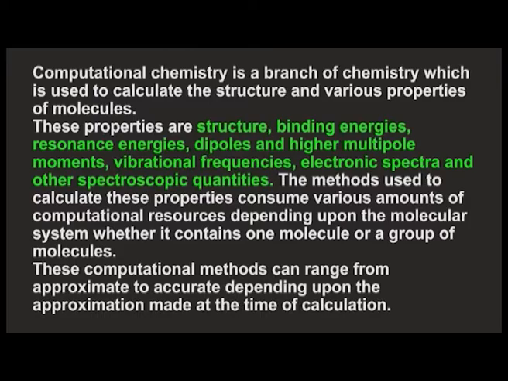These computational methods can range from approximate to accurate depending upon the approximation made at the time of the calculation. The ab initio method is one of the important methods used in computational chemistry to solve the Schrödinger equation of a molecule. It describes the wave function or state function of a quantum mechanical system. The ab initio method is entirely based on quantum mechanics and basic physical constants. It is difficult to use for macromolecules. Therefore, another important class of methods, called semi-empirical methods, was developed to treat macromolecules such as polyenes.